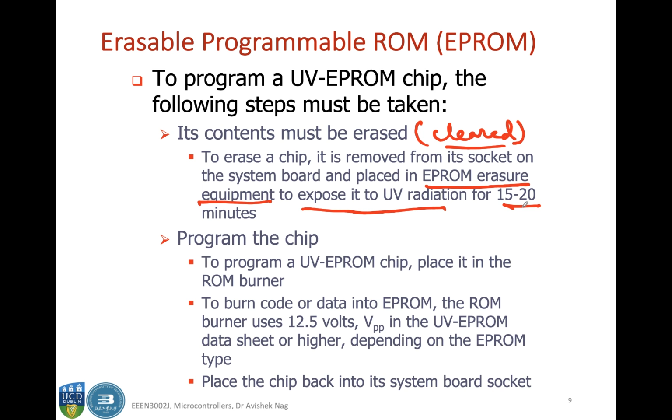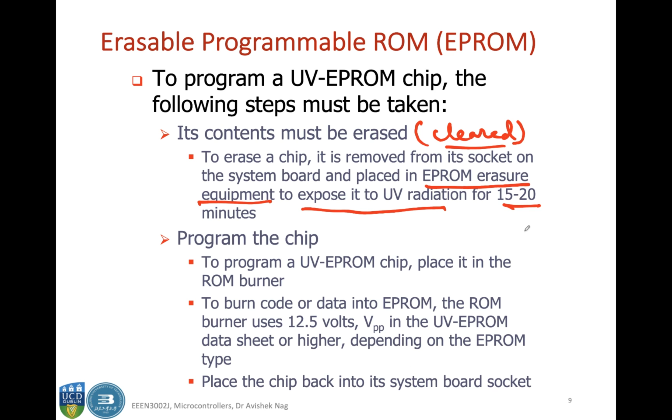Now that it is erased, you can program it fresh. To program the chip, you place it in the ROM burner. To burn code or data into EPROM, the ROM burner would use this 12.5 volts, the voltage VPP in the EPROM datasheet, or higher, depending on the EPROM type. Then you place the chip back into its system board.